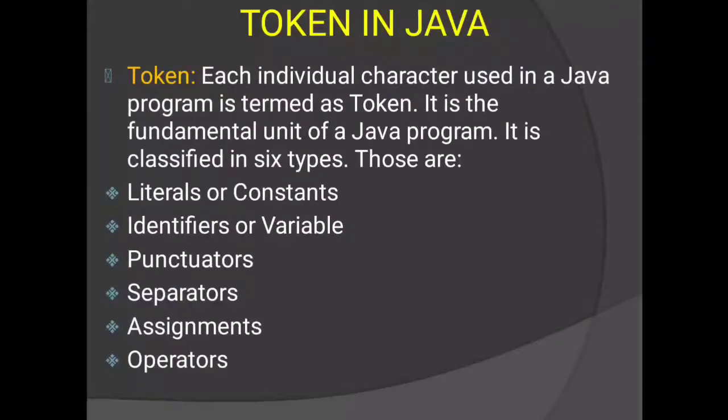Next is token in Java. Each and every character that we use in Java language is called a token. It is the fundamental unit of a Java program. It is classified into 6 types. The first one is literal or constant, then identifier or variable, punctuator, separator, assignment, and operator. Then we will discuss each type.